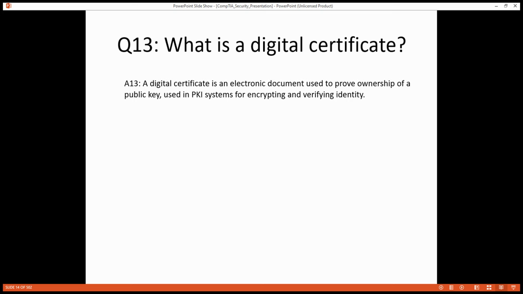Q13. What is a digital certificate? A13. A digital certificate is an electronic document used to prove ownership of a public key, used in PKI systems for encrypting and verifying identity.